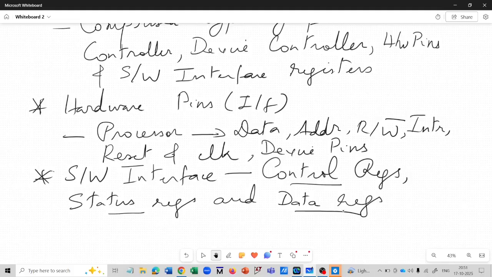So if the transaction is in terms of single words, only a single register is required, or if a burst transaction is to be carried out, we may require a buffer or a FIFO or something similar. So this sums up the key points that were presented in the first video.